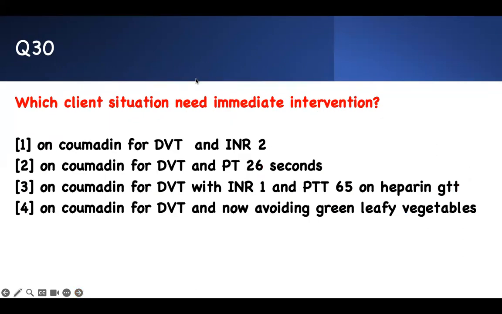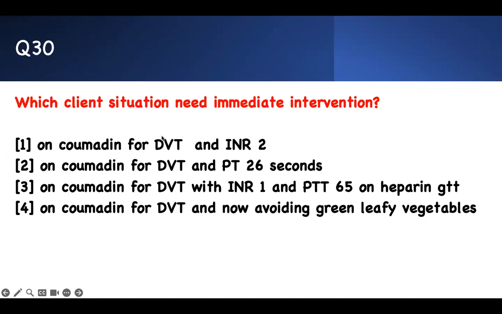Number 30. Like I told you, these are concepts you have to know that keep on coming back. So if you know this, you go in. You've got to stop, answer it, and see what I say. These are topics that keep on coming back multiple times based on things I've heard from people. Which client situation needs immediate intervention?